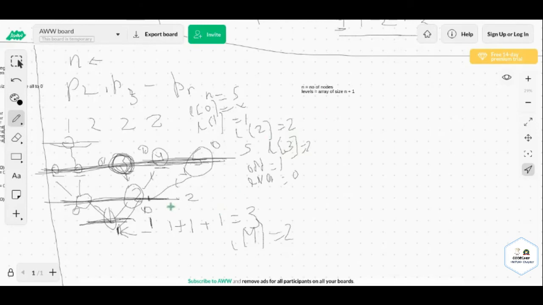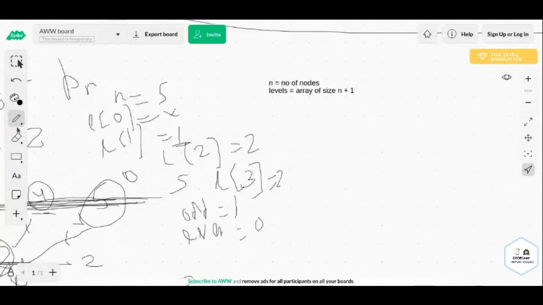So there are total n nodes. We are indexing with base 1. So that's why we are needing, because we have total n nodes and we want to index on base of 1. So that's why we are taking here size n plus 1. Okay.